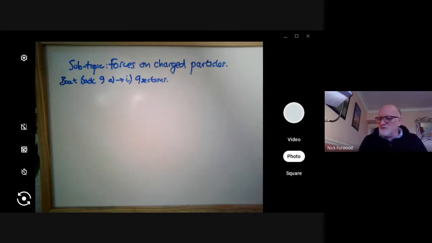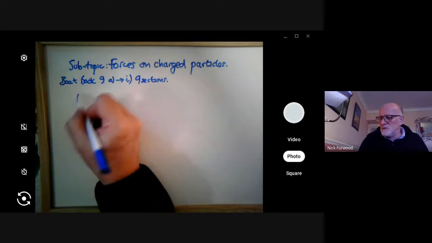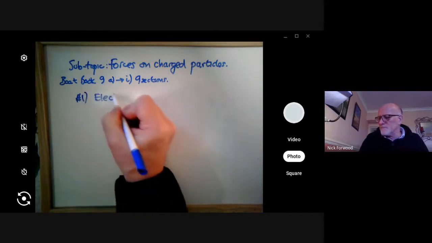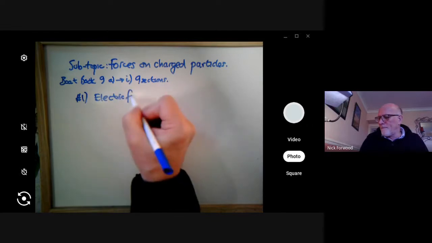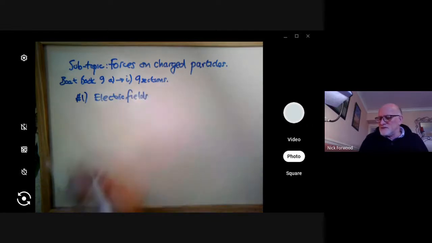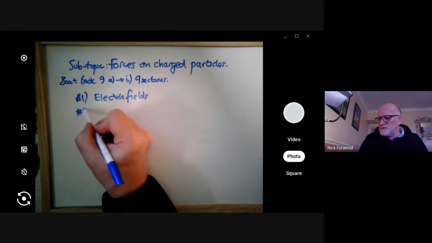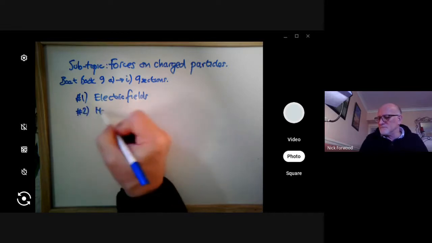I'm going to divide this first little bit into 2 sections. And this first section is called Electric Fields. The second section, which will be in another lesson, is called Magnetic Fields.